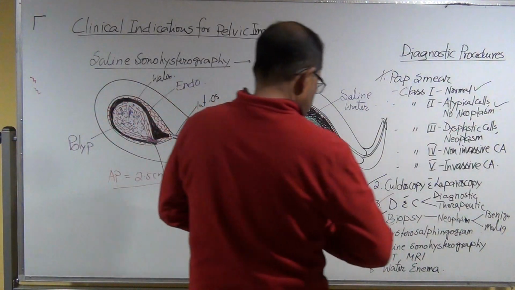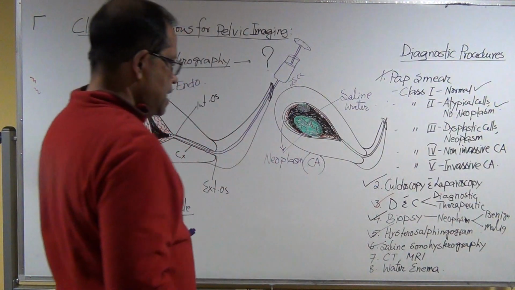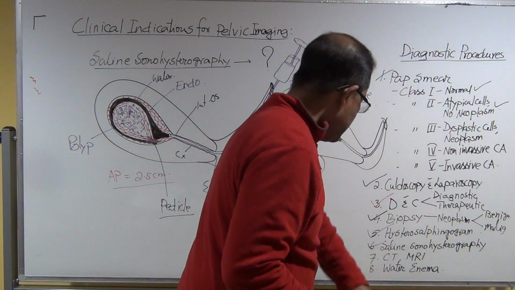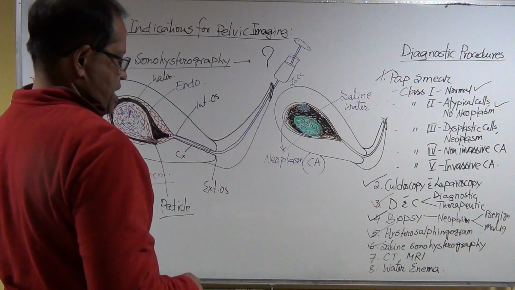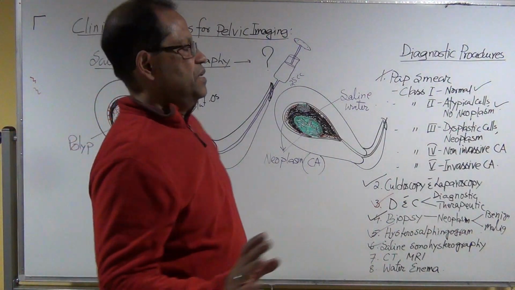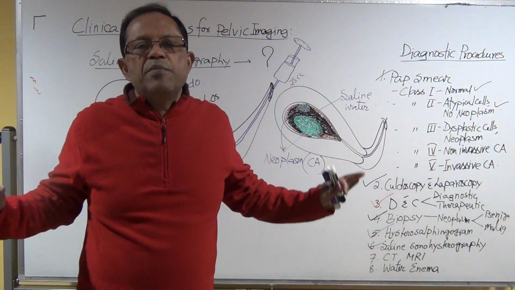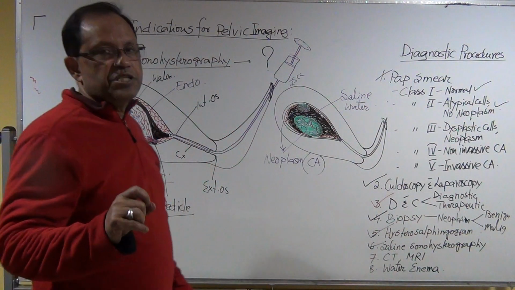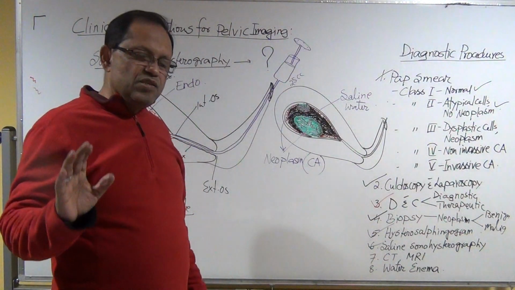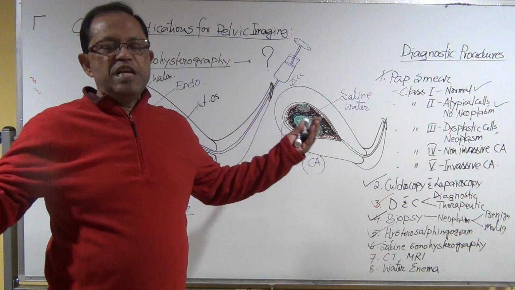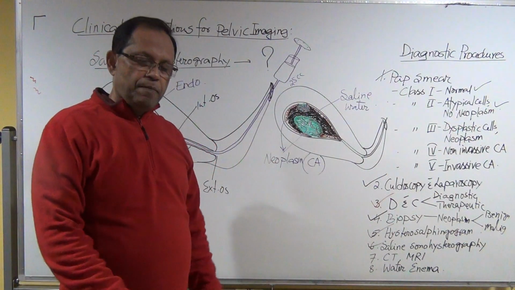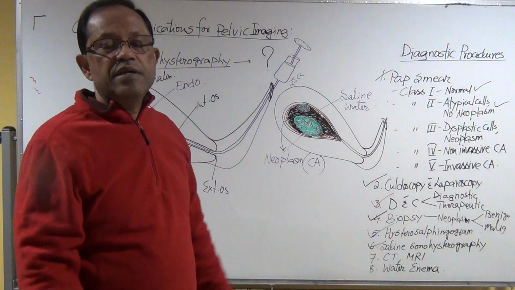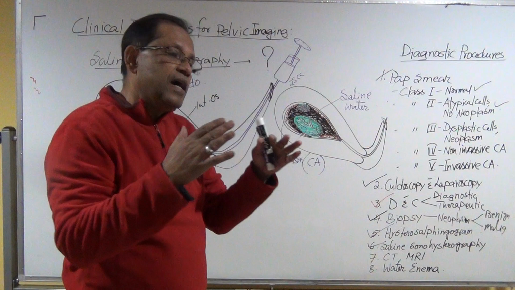So now saline sonohysterography is done. Now I will talk about the CT and MRI. Okay, we don't do CT, we don't do MRI, but just for your information, just know that CT is a radiation, and CT is not good because too much radiation can be absorbed in the body. Okay, and young girls should avoid CT. They should be given the ultrasound.